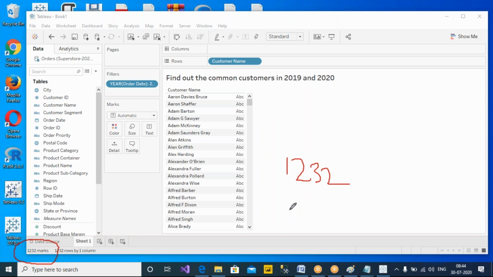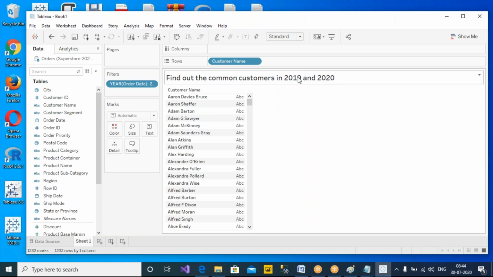Okay, so now let's create a set for it. And is it a static or a dynamic set? It's always a question when we are trying to create a set. Here we are trying to compare the values between two different years. So when we are comparing things, it's always the static set which gives the very simple answers.